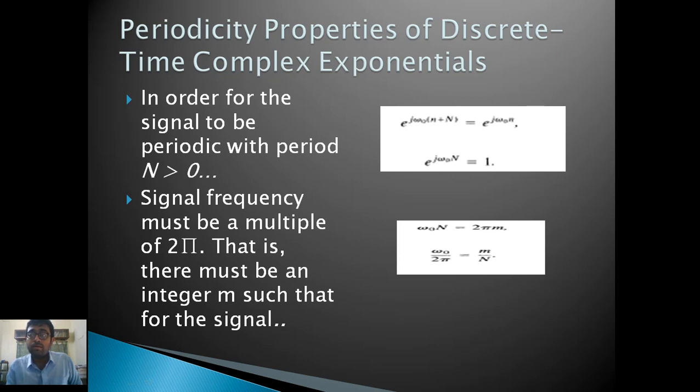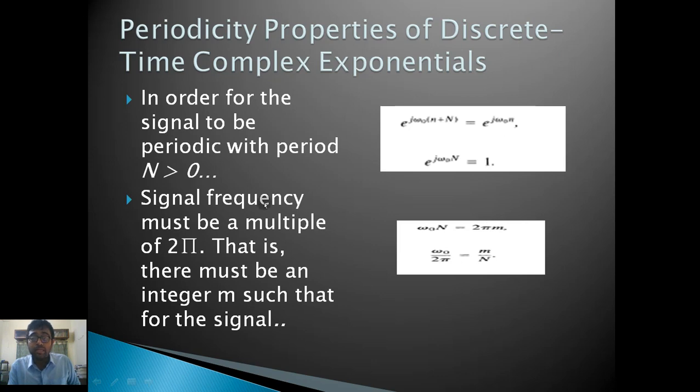Okay, so when you have e to the power j omega 0 N equal to 1, in case of 1 we can put e to the power j 2 pi. So omega 0 N is equal to 2 pi n. Why? Because in case of 1, we have e to the power j 2 pi n.